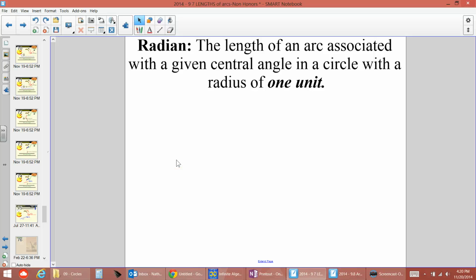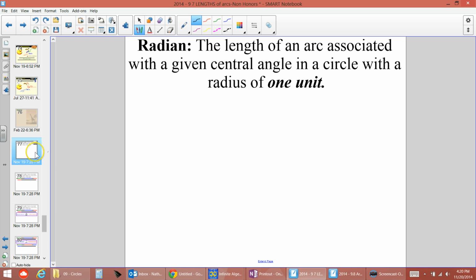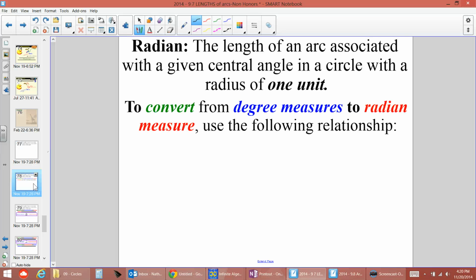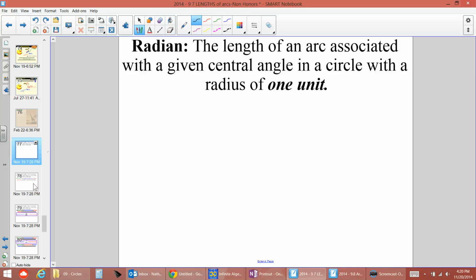Okay, so for today, 9.7 day 2, we're looking at radians. A radian would be the length of an arc associated with the given central angle in a circle with a radius of 1 unit. Basically, that's what that's saying. To break that down into individual concepts, a radian is just another way to measure an angle. Okay? So before I go into that, let's talk about a circle.